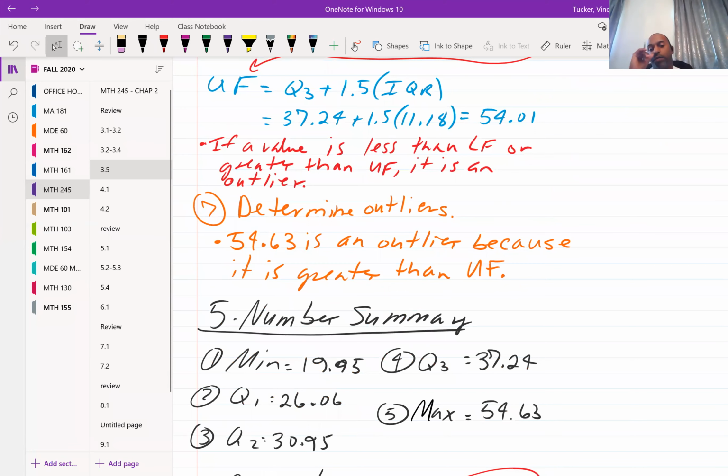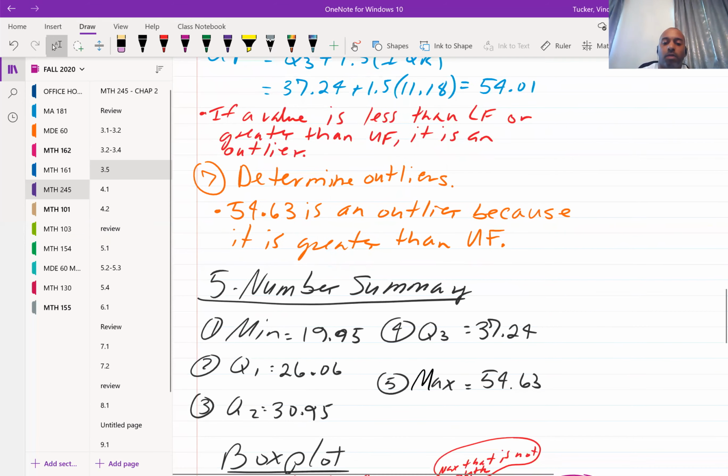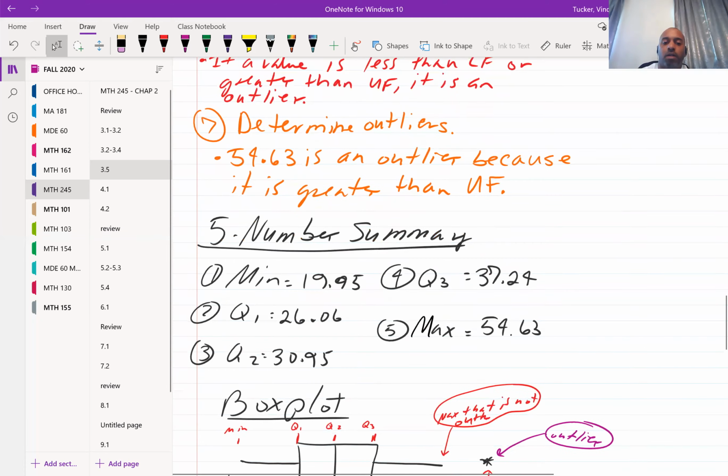All right, so there goes your 5-number summary. Smallest value and largest value will be number 1 and number 5. Minimum and maximum. Q1, 26.06. Q2, 30.95. Q3, 37.24. All right, everybody all right?